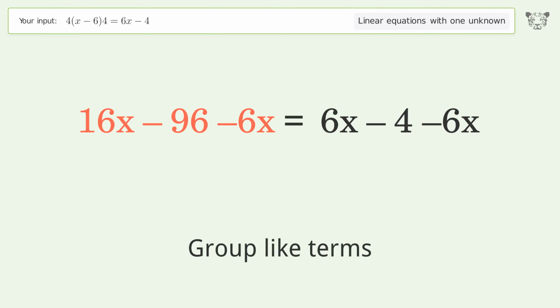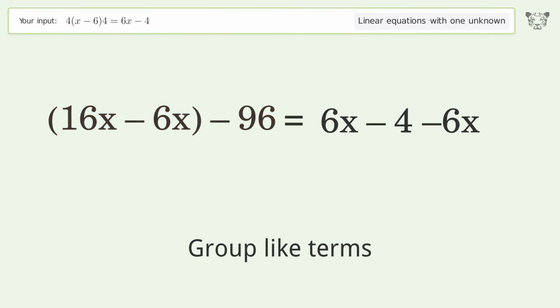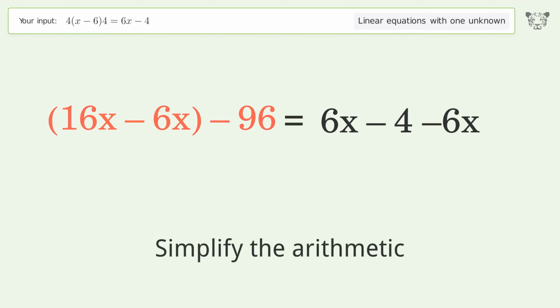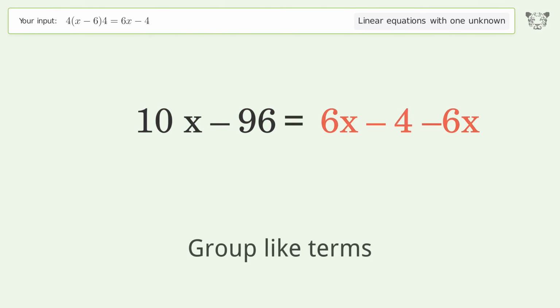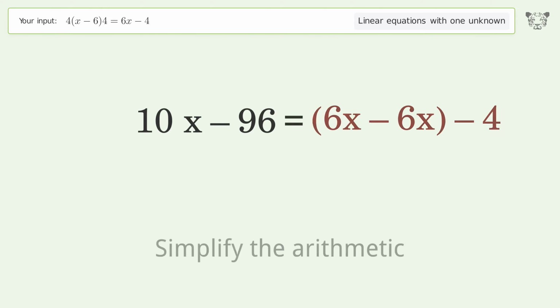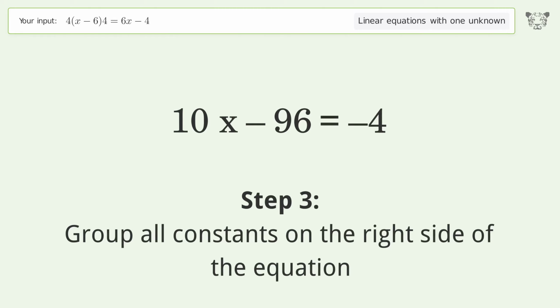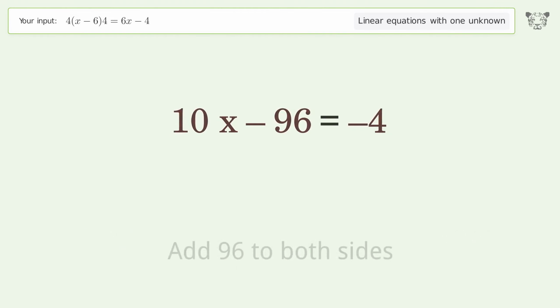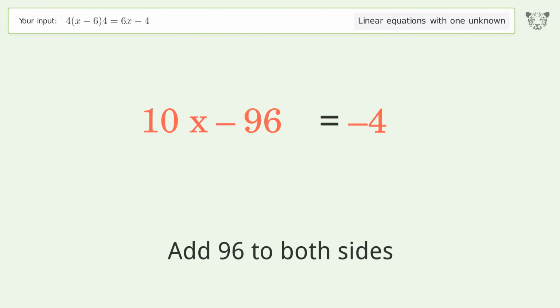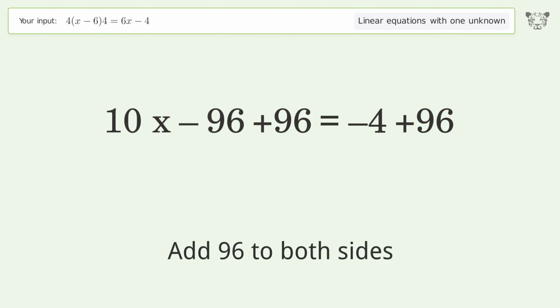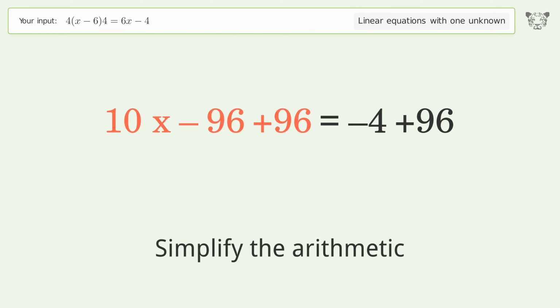Group like terms. Simplify the arithmetic. Group like terms. Simplify the arithmetic. Group all constants on the right side of the equation. Add 96 to both sides. Simplify the arithmetic.